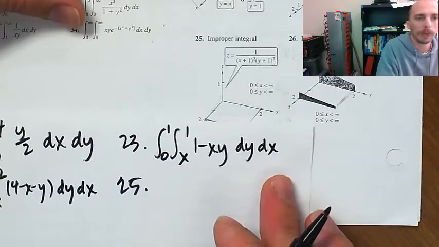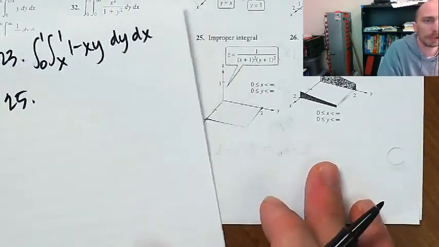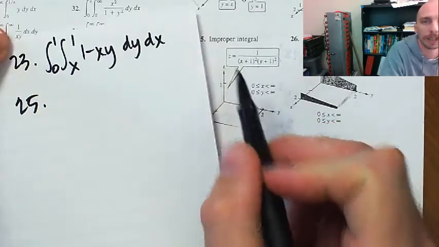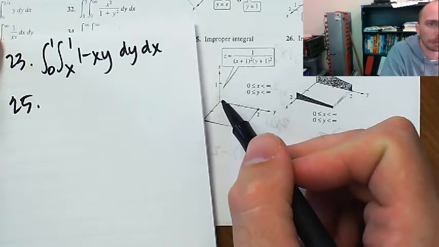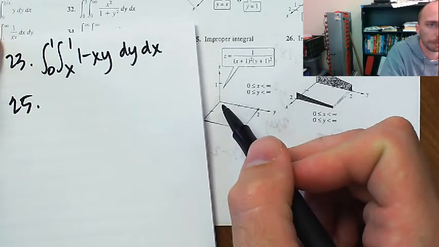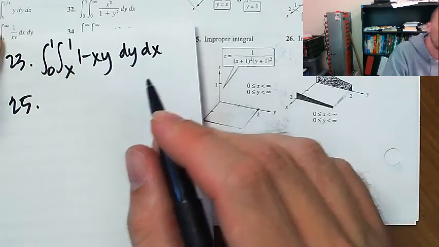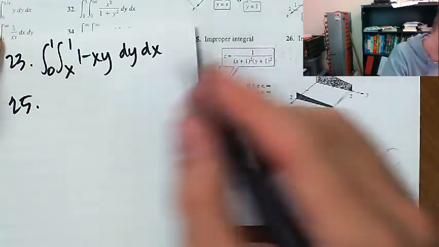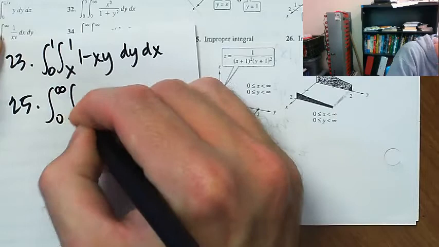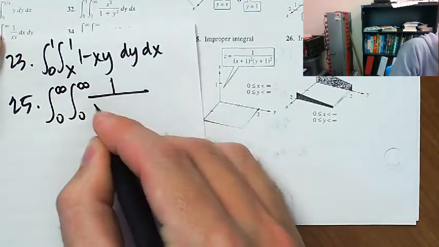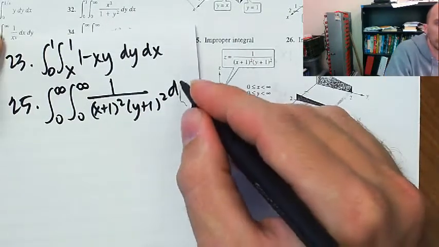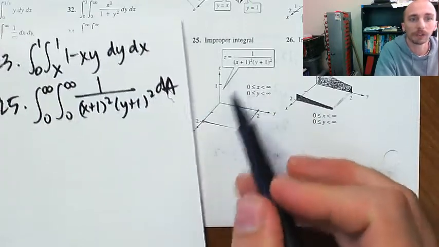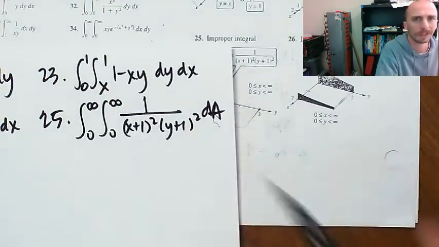Oh, an improper integral. Maybe I'll actually work this one, so you can see how an improper integral can come back finite in a double integral situation. Okay, you can barely even see the height of this thing. So it's 1 over x plus 1 squared, y plus 1 squared. I could have drawn this a little bigger so it looked better, but whatever. 0 to infinity on x and y. All right. I'm just going to put dA because it doesn't actually matter which order, because it's got so much symmetry to it.